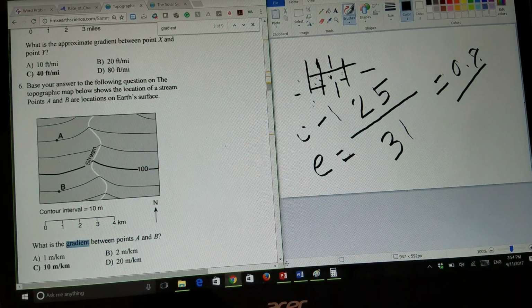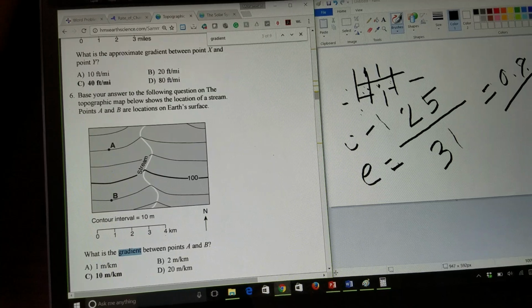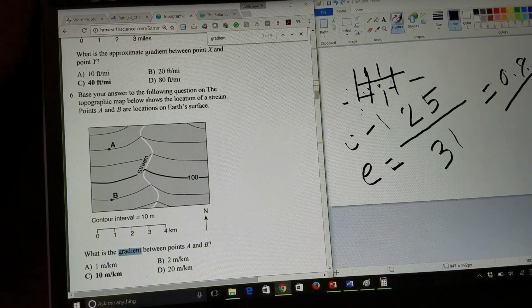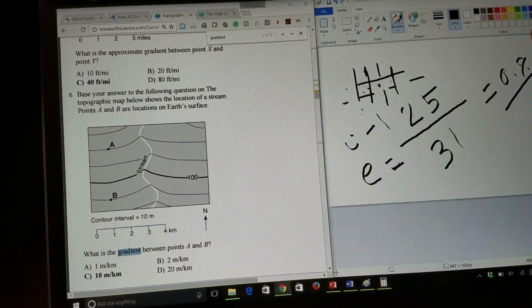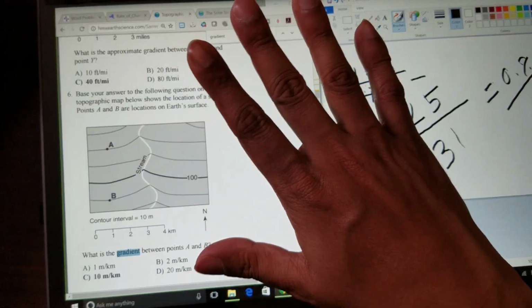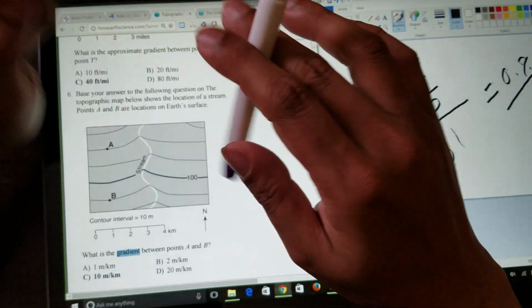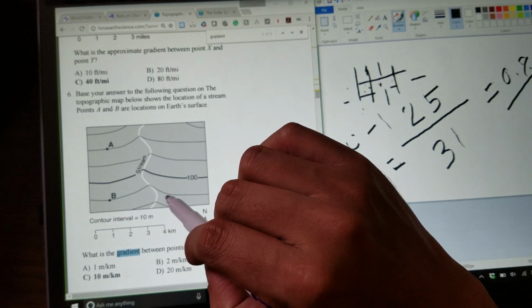If you look at question number 6, base your answer to the following questions on the topographic map below. It shows the location of a stream. Points A and B are locations on Earth's surface. I think you already know about the topographic map and topographic profile, so it shouldn't be difficult. The contour interval is 10.